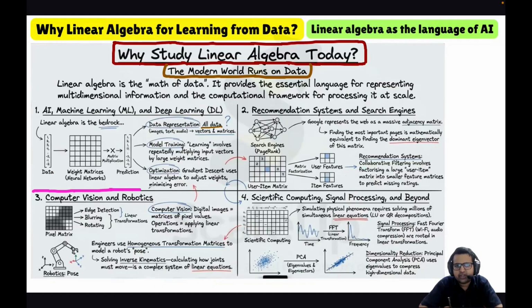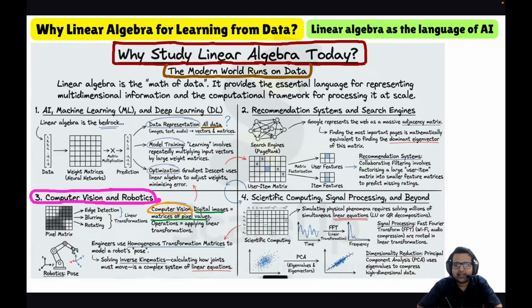In computer vision and robotics, linear algebra plays a very big role. Computer vision and robotics use linear algebra to translate physical world geometry into digital coordinates. If I talk about computer vision in particular, digital images are stored as matrices of pixel values. We represent digital images as matrices of pixel values.